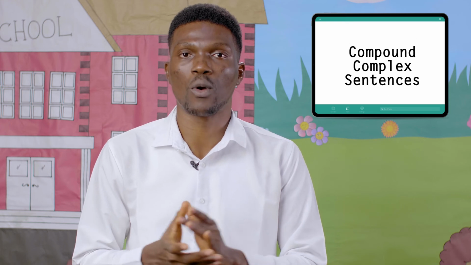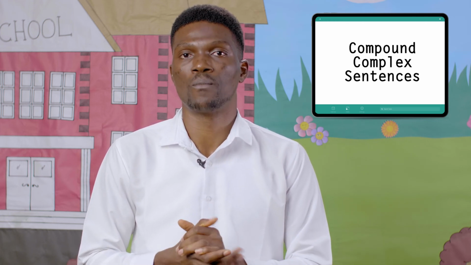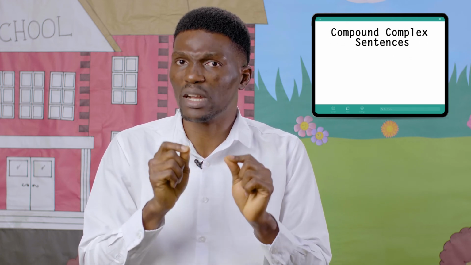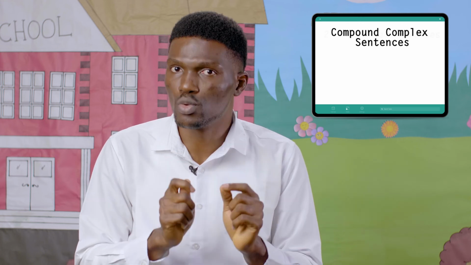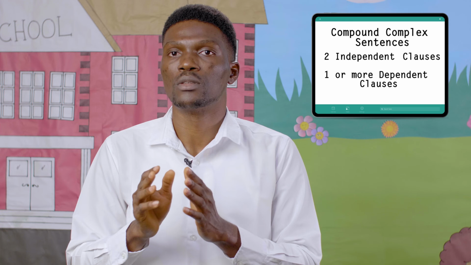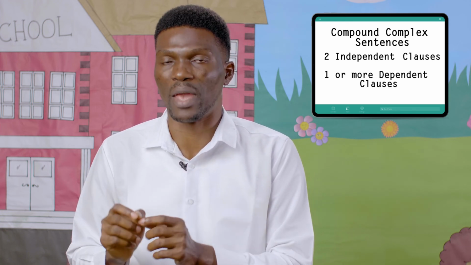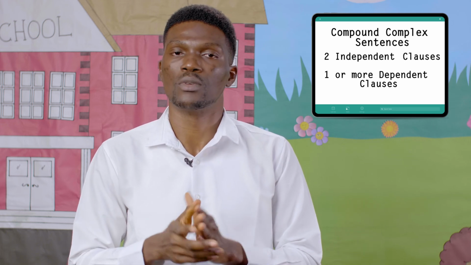And lastly, we have compound complex sentences. This is a very complex sentence structure. It's a bit difficult, so I hope you can pay attention and hear this now. A compound complex sentence, as you can see, is made up of a compound sentence and a complex sentence. Remember what I said a compound sentence is? So a compound complex sentence is made up of two independent clauses and one or more dependent clauses. Two independent clauses and one or more dependent clauses.